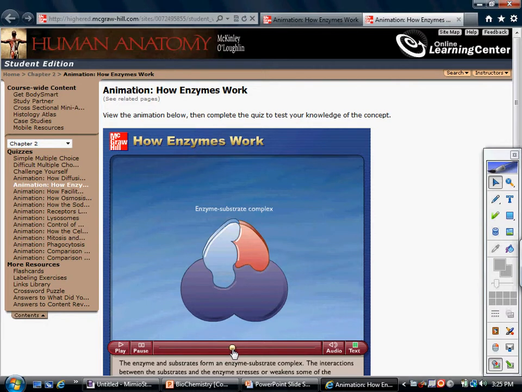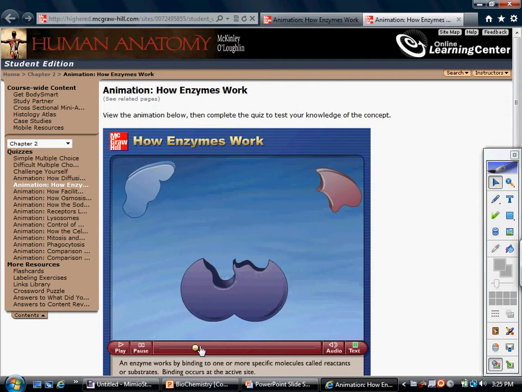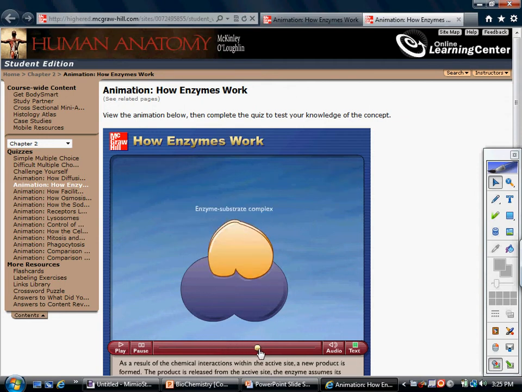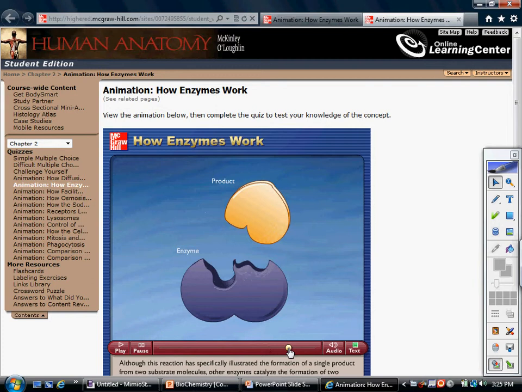The enzyme acts as a catalyst. It speeds up chemical reactions. So these two substrates come into the enzyme, they change shape, and they form a new structure. This new structure now has these two substrates joined together, and then it is released, and what we end up with is a product.